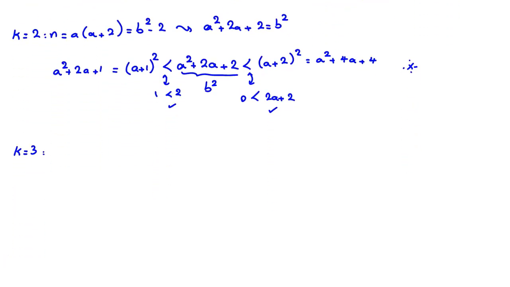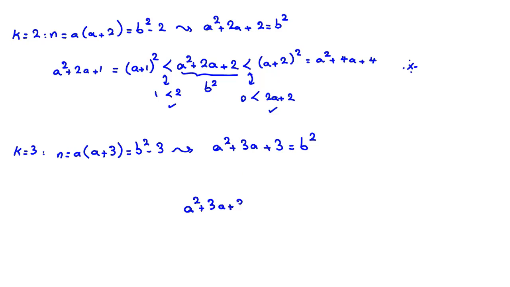So what can we say here? n equals a times a plus 3 equals b squared minus 3. So it will be a squared plus 3a, and if you add 3, plus 3 equals b squared. And can we consider it between two perfect squares? Try to find them first on your own. This one is a plus 1 squared, this one a plus 2 squared. It will be a squared plus 4a plus 4, which is obviously greater than this, and this one is a squared plus 2a plus 1.